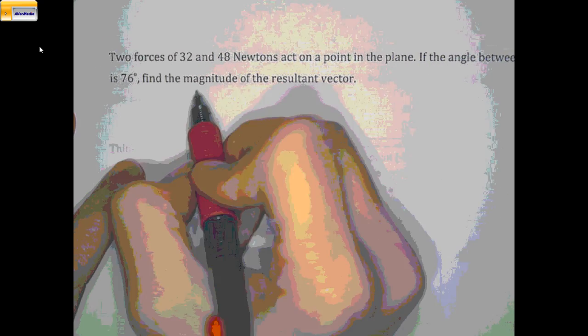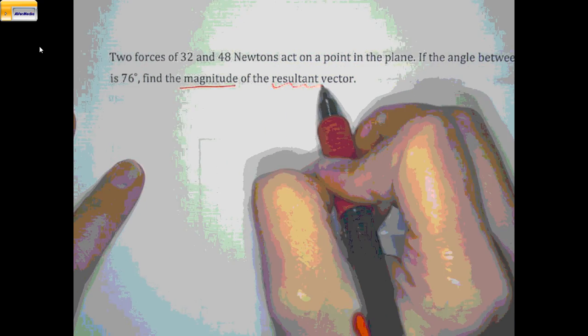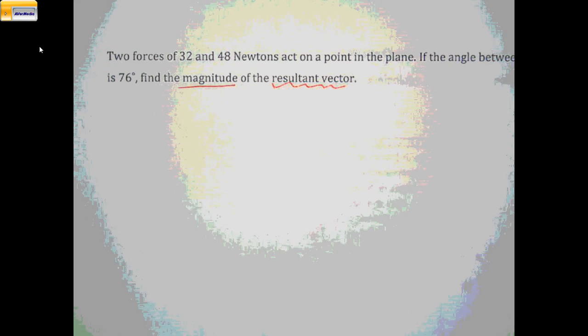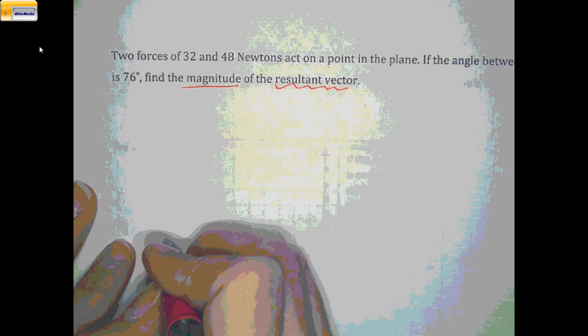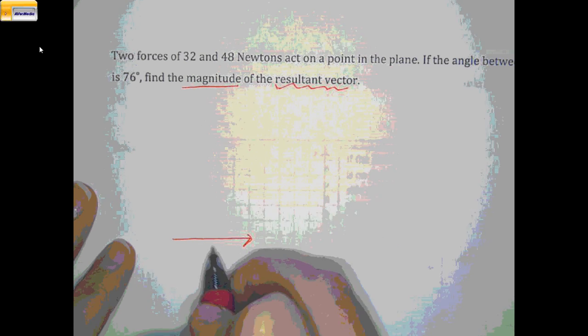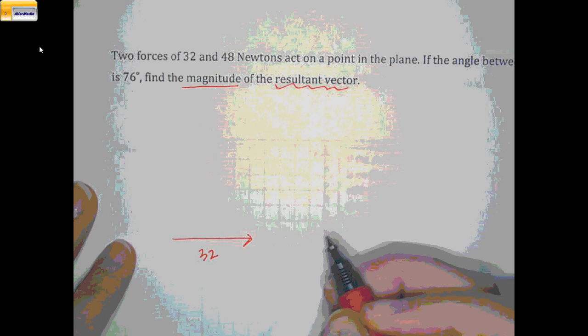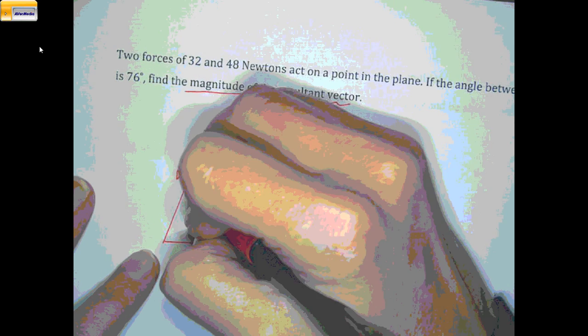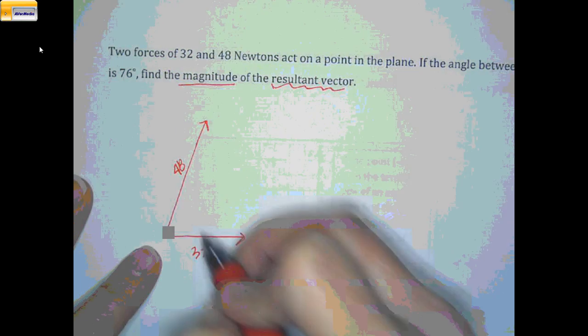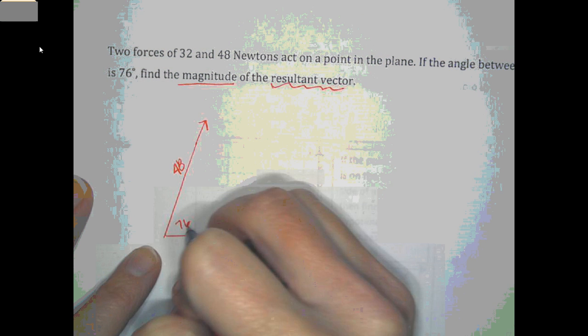Two forces of 32 and 48 newtons act on a point in the plane. If the angle between the forces is 76 degrees, find the magnitude of the resultant vector. Resultant meaning you're adding those two vectors together. So the first one they give us is 32. The next one they give us is 48. And the angle between them is 76.